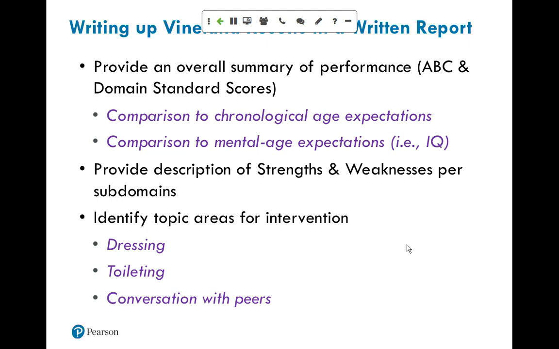So you always want to make sure that the IQ assessment is part of this evaluation. Then you'll provide your descriptions of strengths and weaknesses for each of the subdomains and really focus on the areas of weakness, that would be what behaviors that individual really should be doing that they're not. Don't focus on things that are below the basal or above the ceiling that you wouldn't expect them to be doing because you didn't even ask those questions. Really focus on those behaviors.